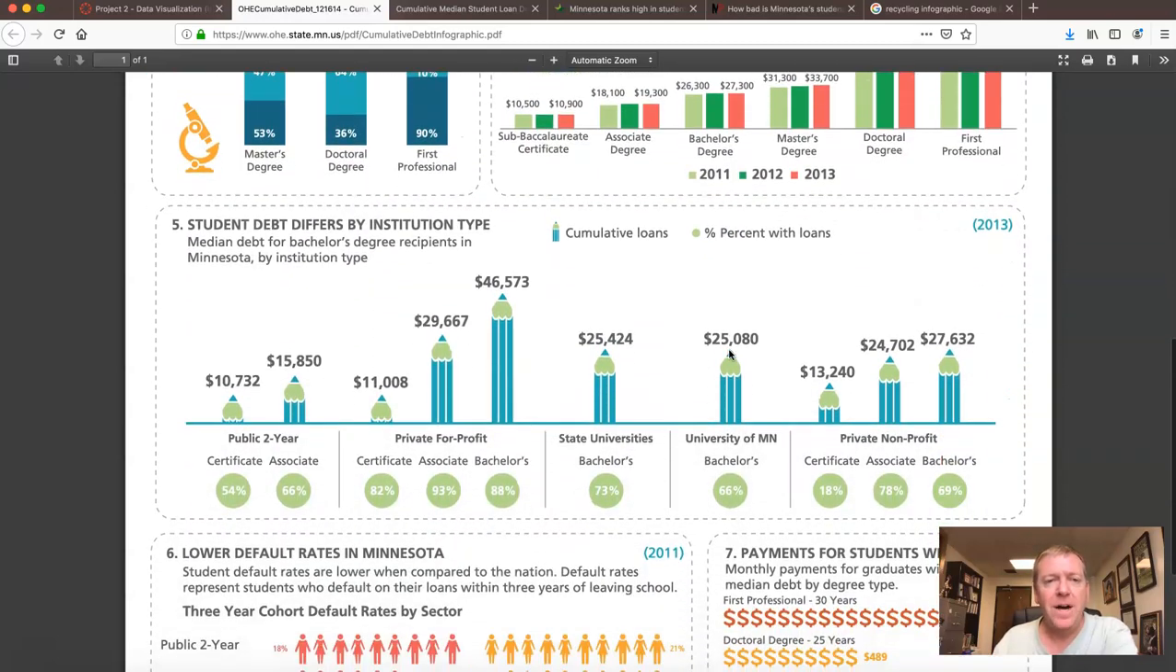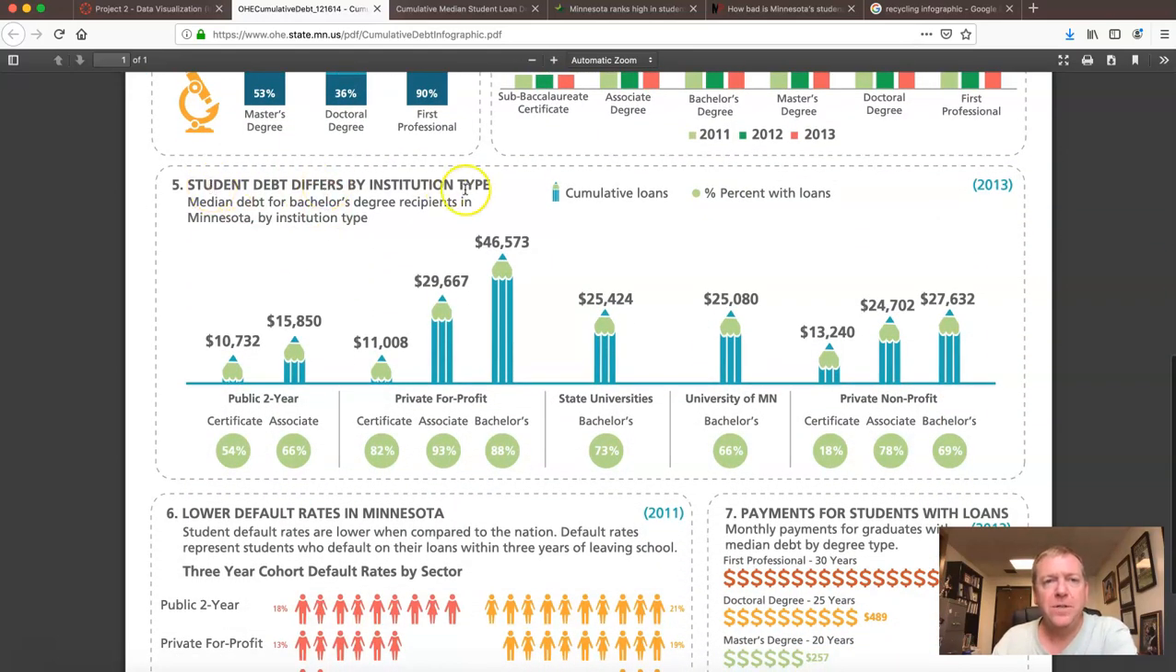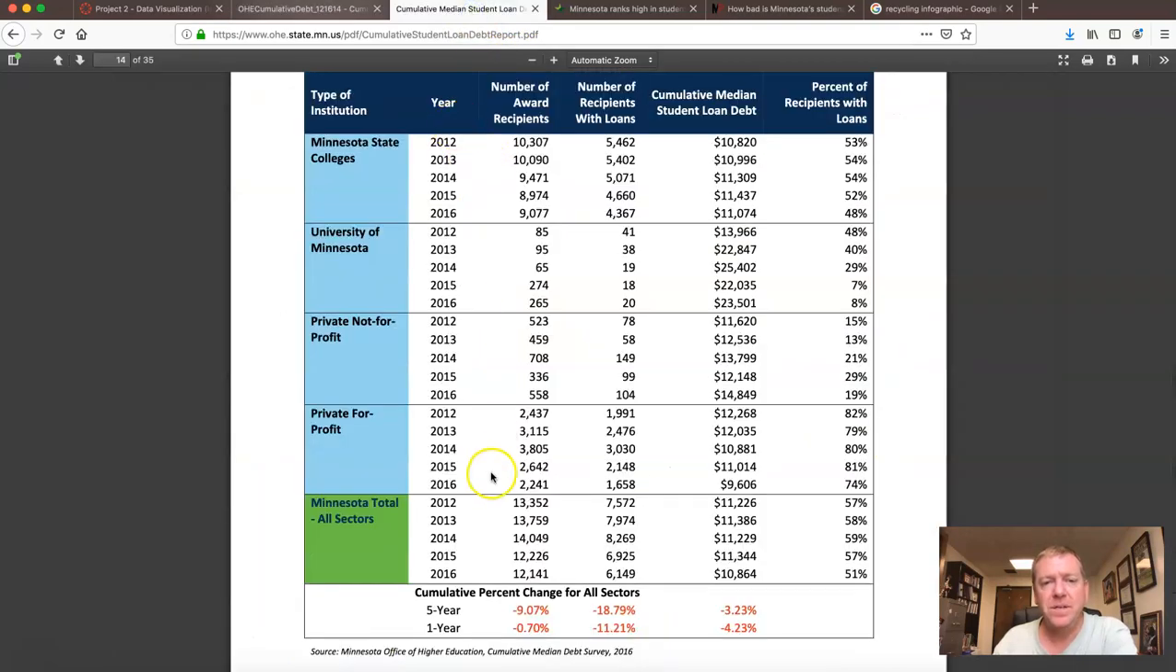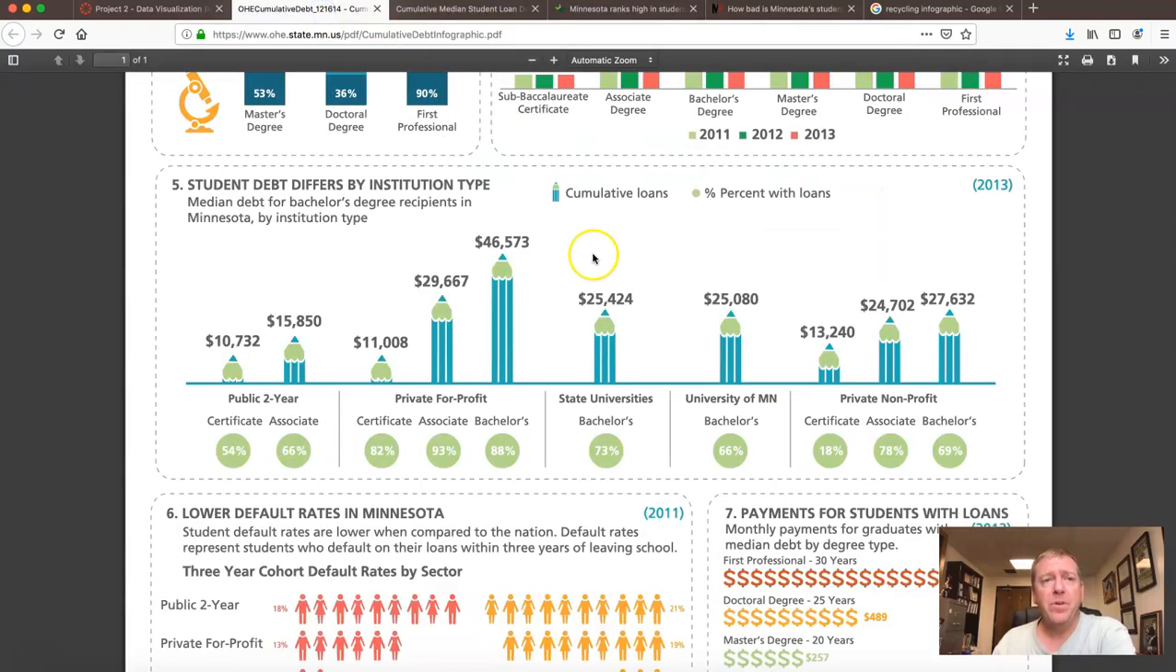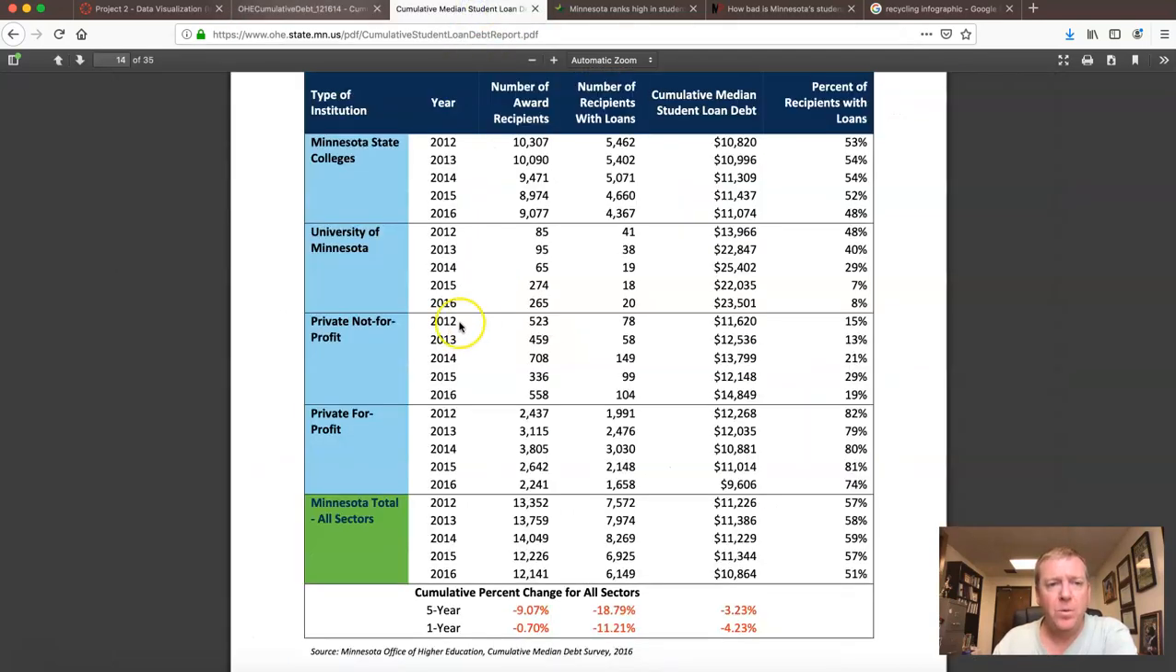If we go down here to number 5, student debt differs by institution type. That's what this table is all about. That's what the table is really telling us, the type of institution and the percent of recipients with loans. Going back here, student debt differs by institution type. We have public 2-year, certificate and associate degree, and then we have percent with student loans and the amount of loans. Here we have private for-profit, certificate, associates, bachelor's. If we go back here, we have a private for-profit, okay?